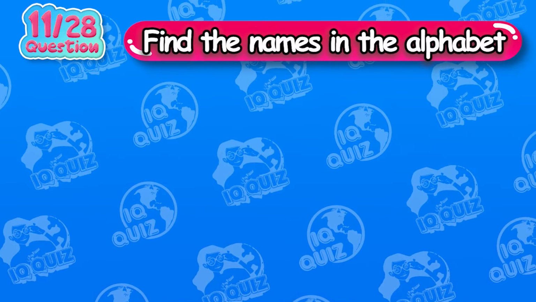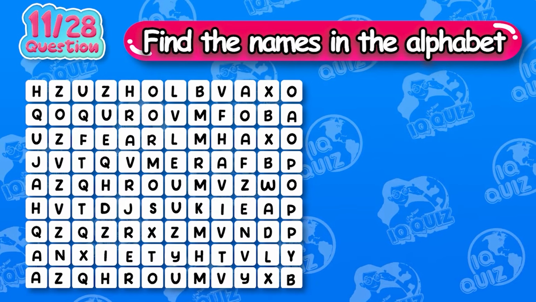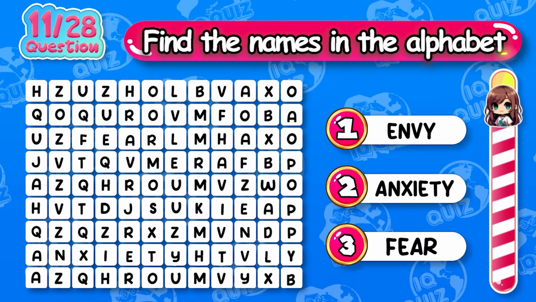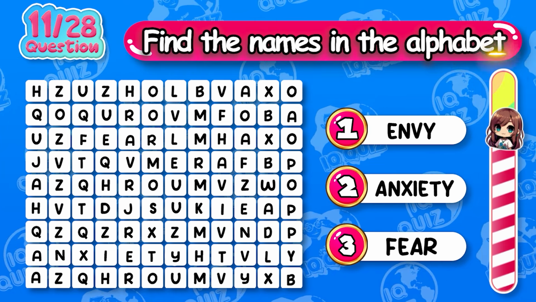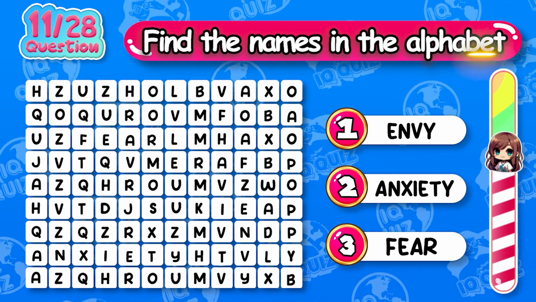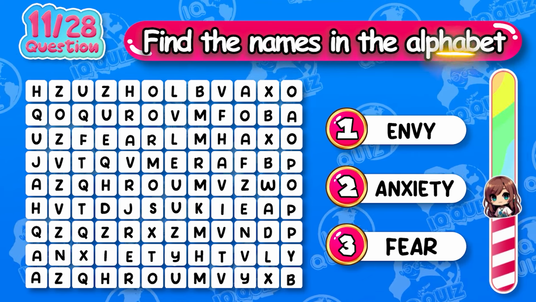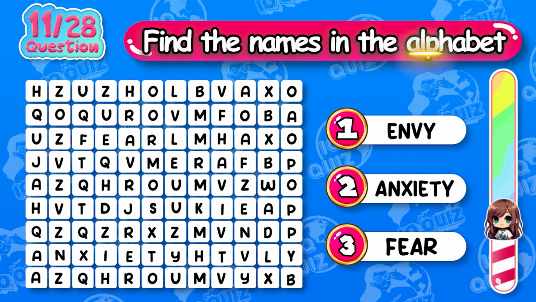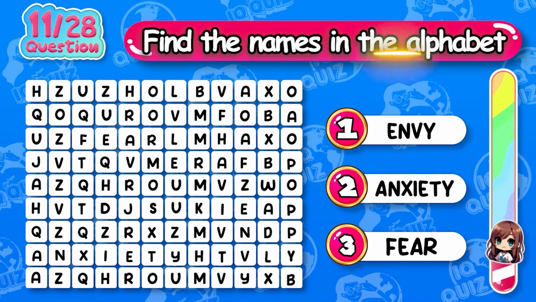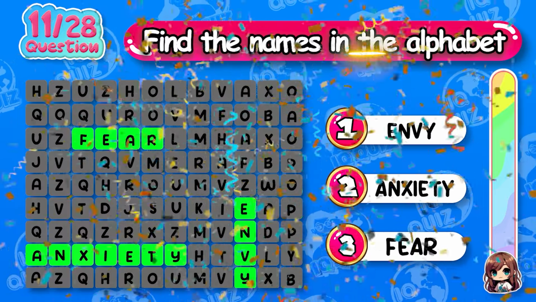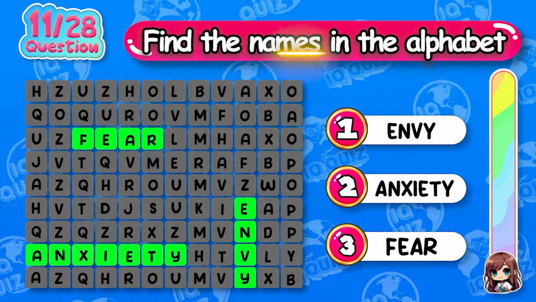Round 11. Find these three characters' names in the alphabet. Here they are. You're amazing, my friend.